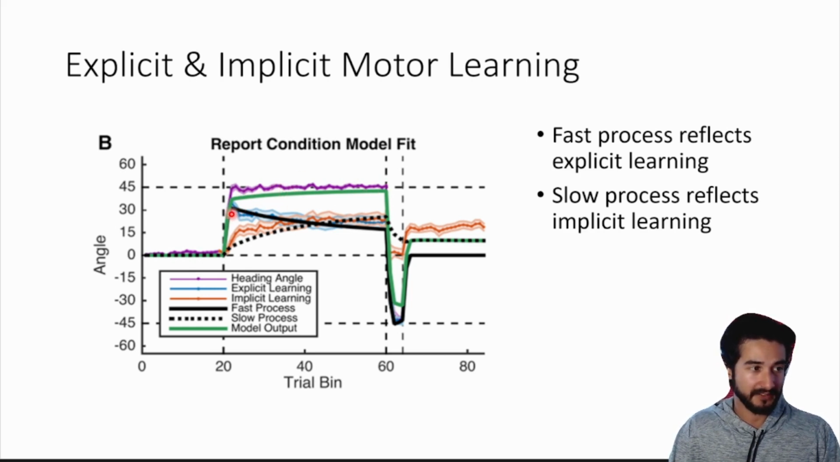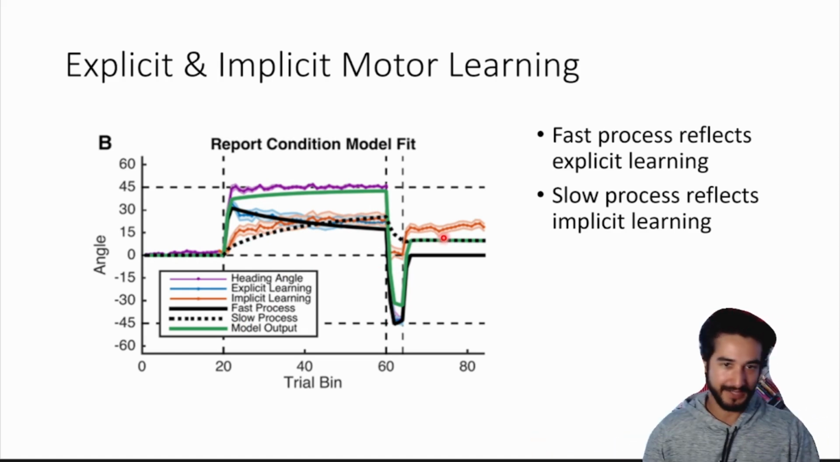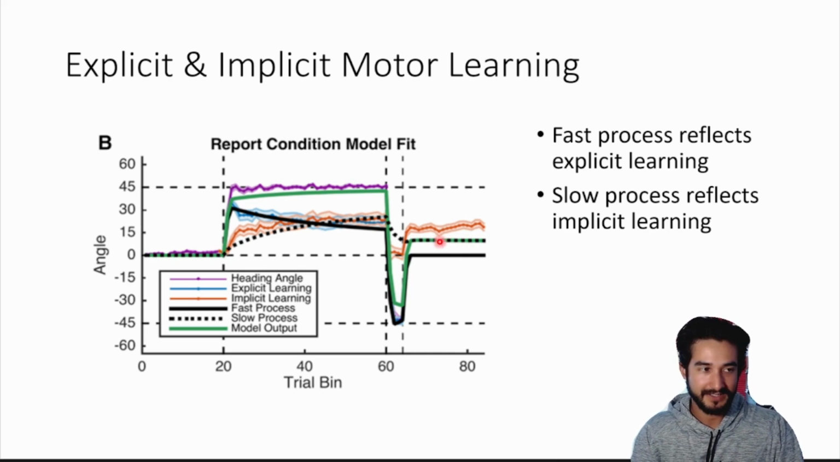And in blue, we have the explicit learning. So this is what the participants reported. And then the fast process pretty much maps onto that almost identically. And then we have the implicit learning, which is also data that's there. And that's the slow process that almost maps onto that perfectly as well. And then we have the de-adaptation. And we come back and have these savings. And this is where it just goes automatically to the target. So here it's under-predicting the angle a little bit.